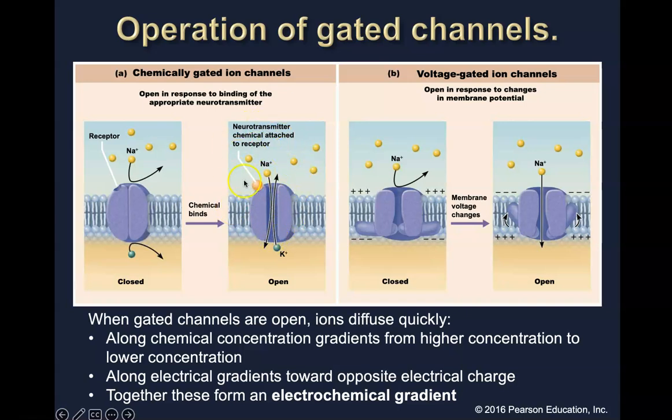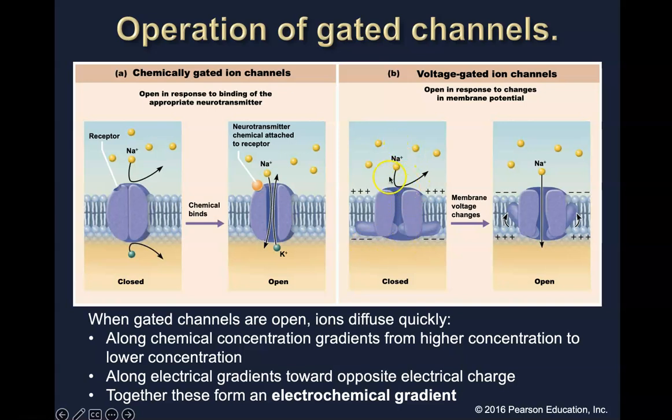Like we talked about, sodium has a higher concentration outside the cell and potassium a higher concentration inside the cell. As soon as that gated channel opens, they're going to diffuse right down their concentration gradients. And then the electrical gradients mean that things are going to want to move towards the opposite charge. In a little bit, we'll talk about when you have a buildup of a negative charge on the inside of the cell, then any of the positively charged ions are going to be attracted to those negatively charged ions on the inside of the cell, right?